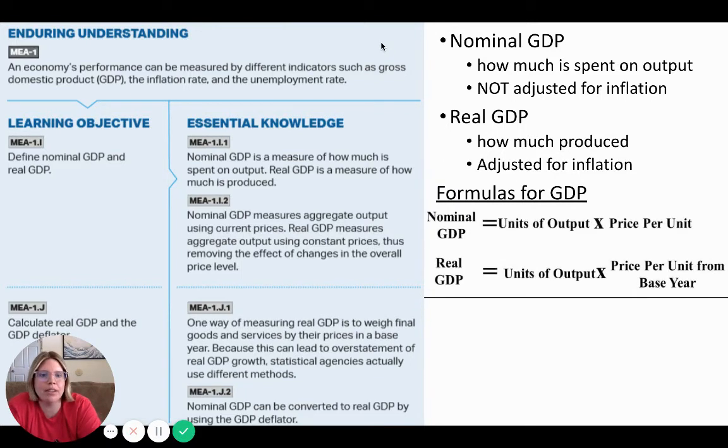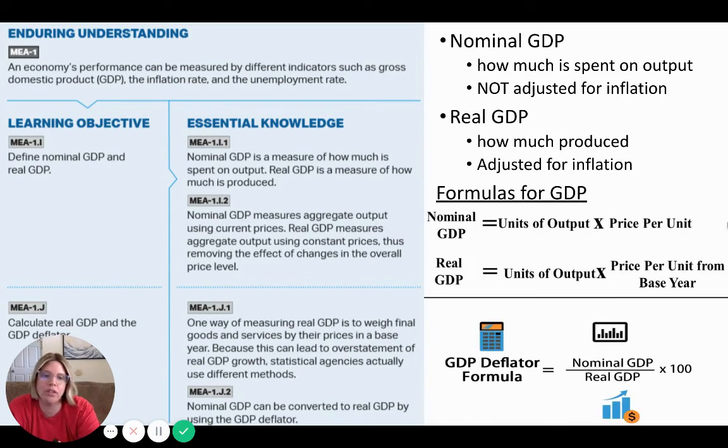Formulas for GDP: basically, if they're giving you the raw data, for nominal you would just do units of output times price per unit. So I sold 300 apples at $1 apiece. My nominal GDP would be $300. Real GDP is taking your units of output times your price from your base year. So whatever the price was in my base year, maybe it was 50 cents, then I know that I've basically not doubled my output, but doubled my prices. Also, there's the GDP deflator formula, which comes up less often, but that formula is basically taking nominal divided by real times 100.